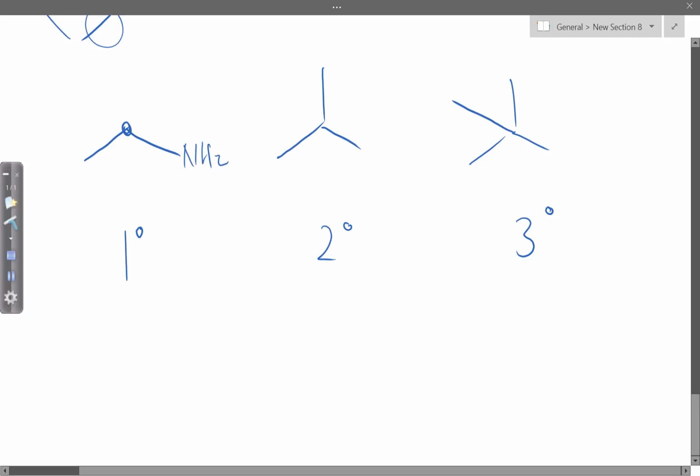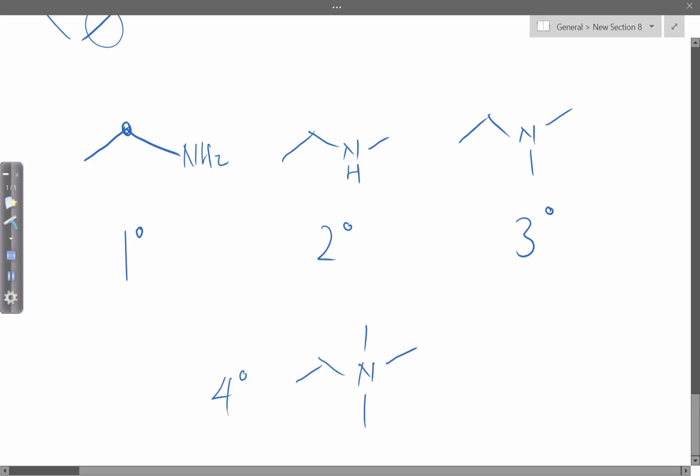Sorry, amines don't work this way. An amine is like that. This is a primary amine. This is a secondary amine. This is a tertiary amine. And you can have a quaternary amine, right? Which has 4 groups, but it must adopt a positive charge, right? So these are just classifications.